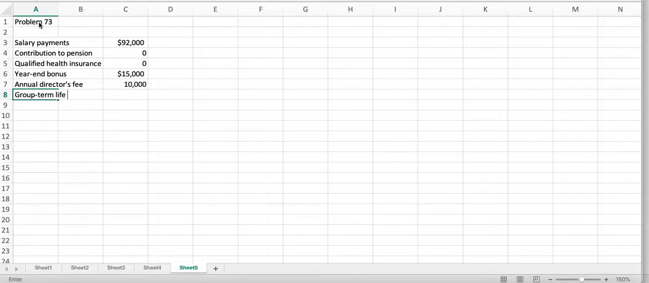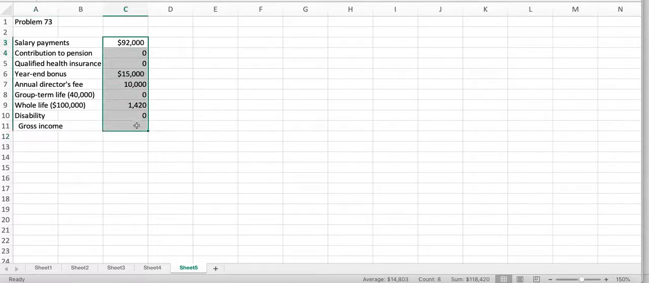Group term life. And we have a note here that the face is $40,000. We have to know that information, and so no, that is not included. Whole life, and we have a note that the face is $100,000, and so yes, a portion of that is $1,420. And then disability insurance premiums is not included. And so his total gross income that we will report and should get on a W-2 from his employer, and I have lost my sum button. There it is. Is $118,420.